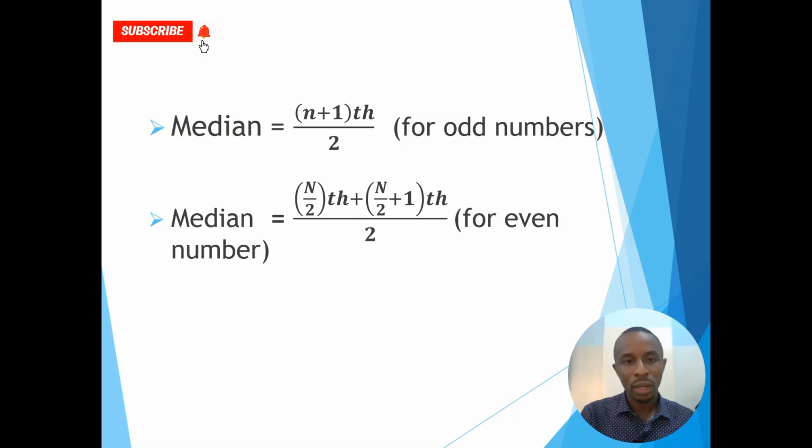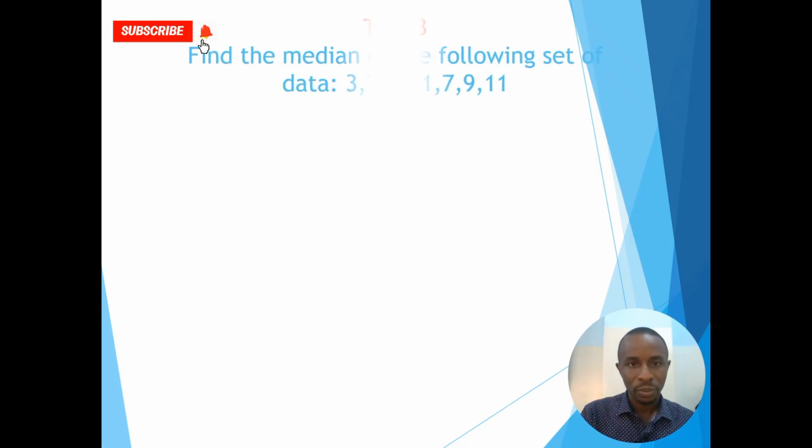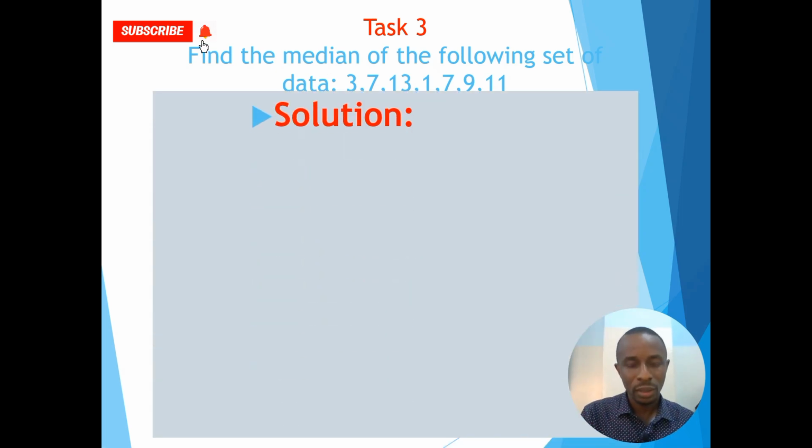Now let's look at another formula you can use for median. That's for odd numbers and for even numbers. Quickly do this task. Find the median for the following set of data: 3, 17, 13, 1. You have a minute to do that, just 1 minute.